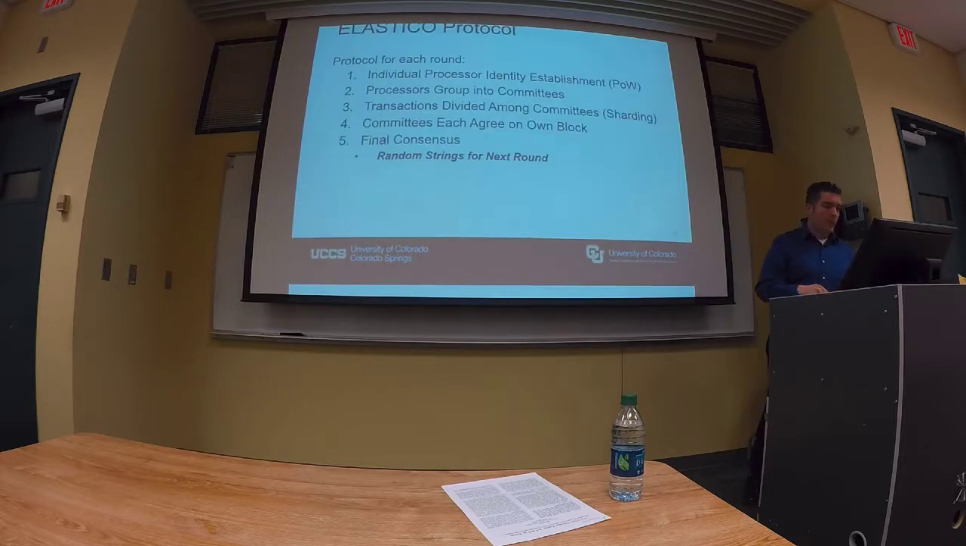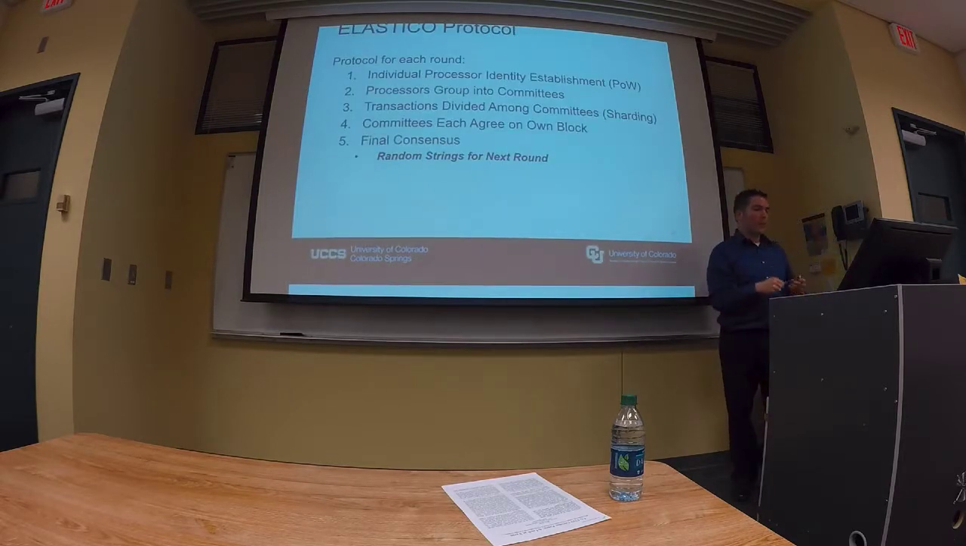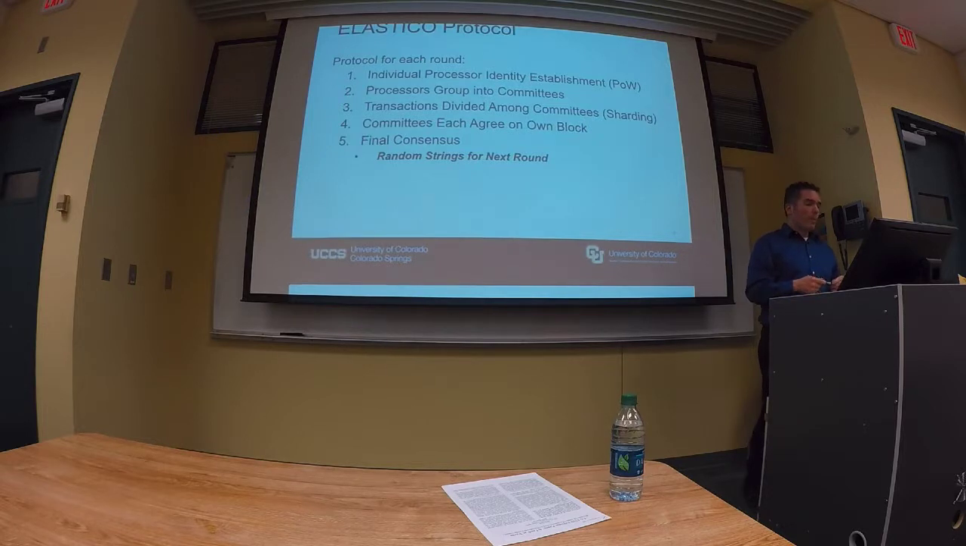Now, the protocol itself. Let's run through this real quick. First we have to do individual processor identity establishment. One of the weaknesses of the Byzantine protocol was that everybody has to be identified. In order to know how to get to 2/3, you need to know who everybody is, so you can say, hey, 2/3 of them say yes, I agree. So you have to do the identity establishment, and that's actually one part that I had to skip over.